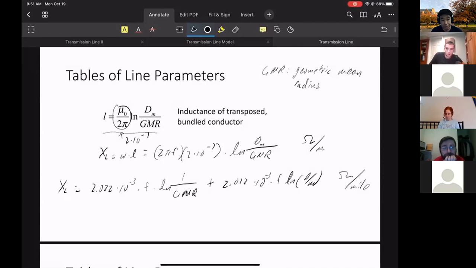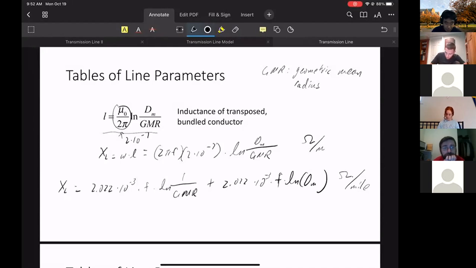Professor? Yeah, go ahead. What is in the last natural log there on the right side? Oh, sorry, this ohm is per mile? This is a typo, sorry. This is dm, frequency times log of dm. Okay, geometric mean of large d. Thank you.